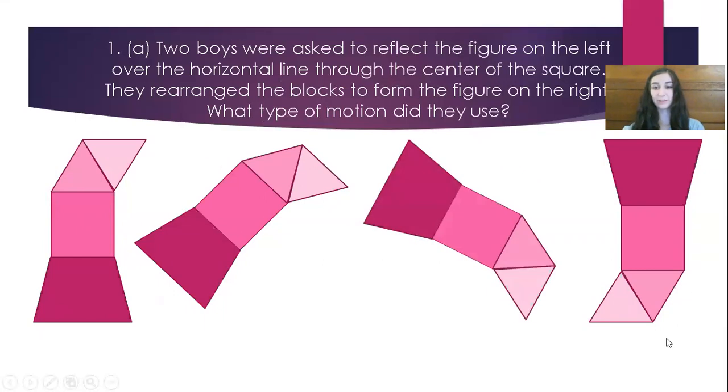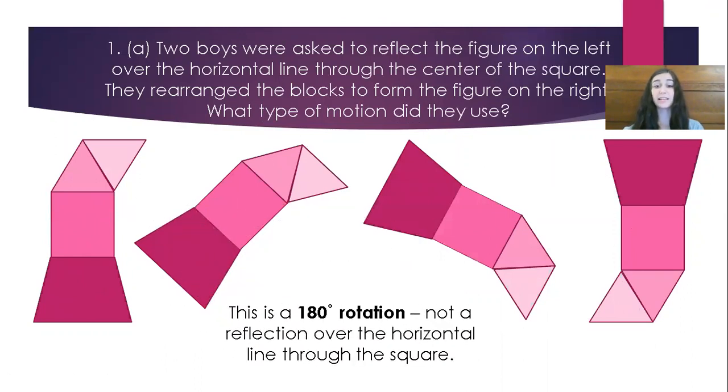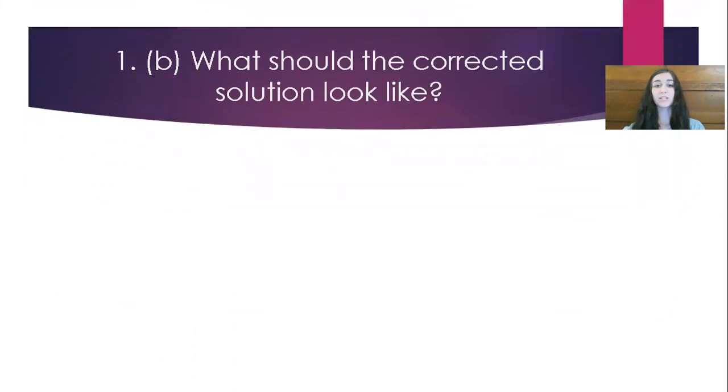And it led them directly to here. As you can tell, this figure just flipped all the way around, a 180-degree rotation. So that's what this is. They did a 180-degree rotation, not a reflection over the horizontal line through the square. Now part B wants us to find out what the corrected solution should look like.